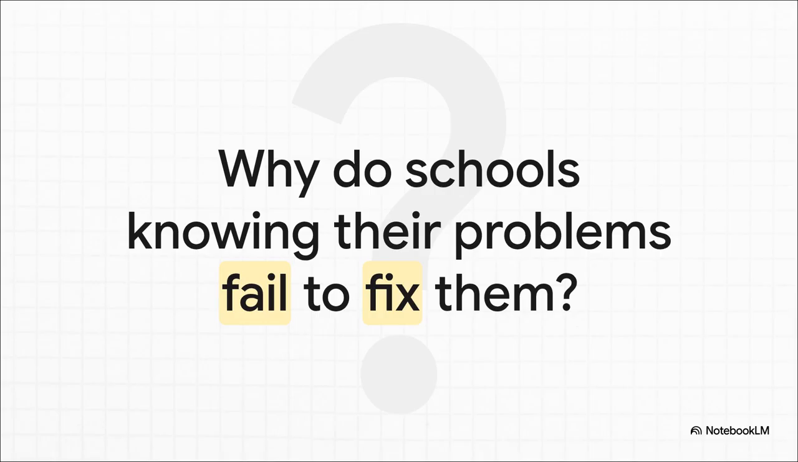Why do schools that perfectly know their problems still fail to fix them? I mean, we live in an era of endless dashboards and metrics, right? Schools know exactly where they're falling short. They have visibility. They have accountability. But the absolutely crucial point here is that having awareness and accountability simply isn't enough to drive real change. Knowing a door is locked doesn't magically open it. To understand why this happens, we really have to look deeper into how these institutions function on a day-to-day basis.